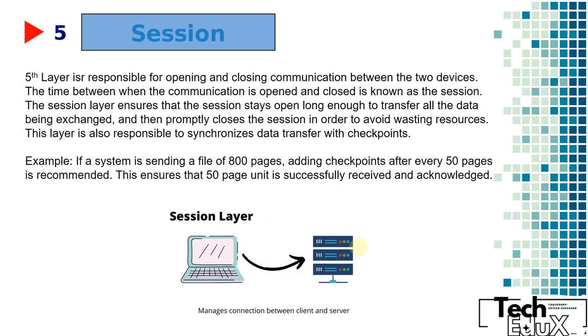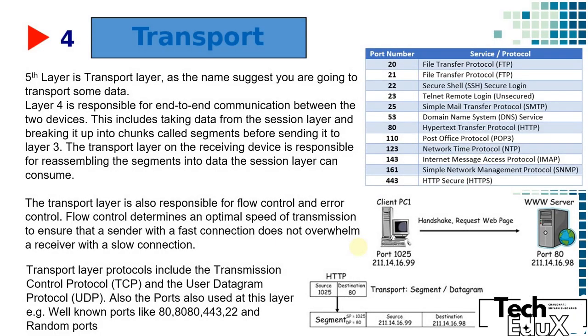So let's move to the next slide, which is talking about the transport layer. As you can see, I didn't have enough space, so I tried to squeeze everything into a single slide, because time is very crucial and we don't want to waste your time and mine as well. So let's very quickly talk about the transport layer. The fourth layer of the OSI model is the transport layer. Sorry, I said fifth layer. This is the fourth layer. As the name suggests, you are going to transport some data. This is very important.